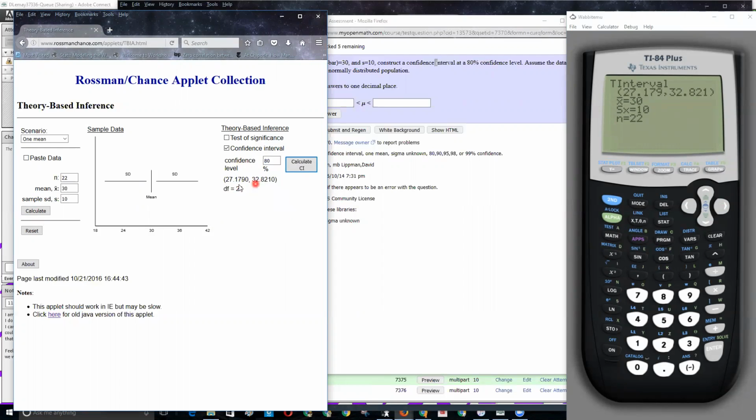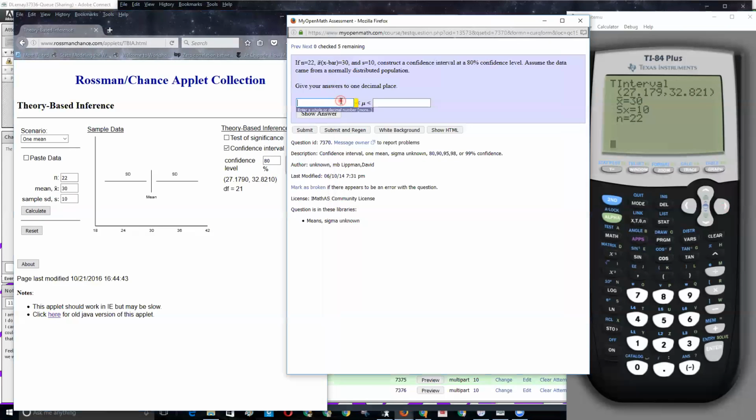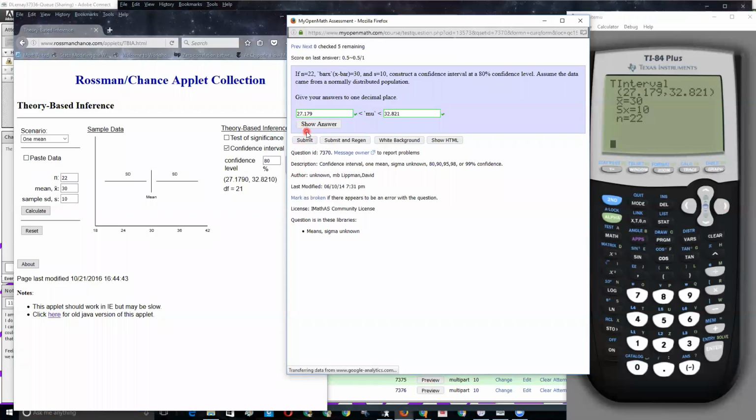And there's the values. How does that compare to what the calculator gave me? Just about exactly the same. So we're going to type it in as 27.179 and see if it takes it. And 32.821, the moment of truth. It did it. Yay. We're done.